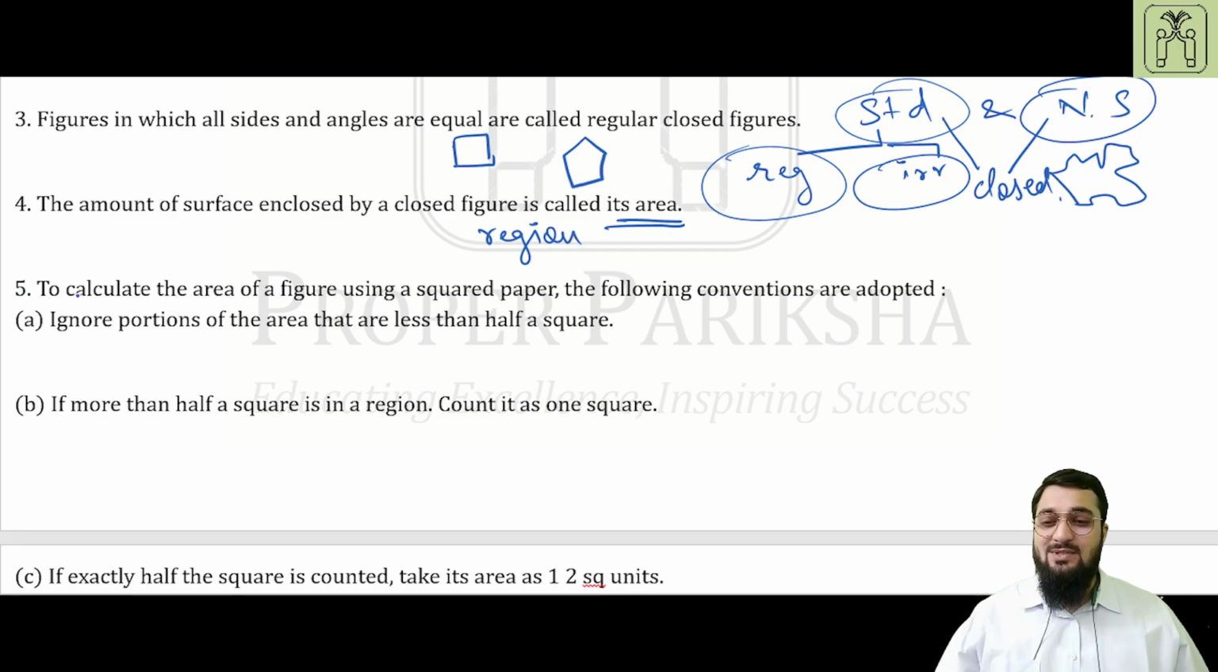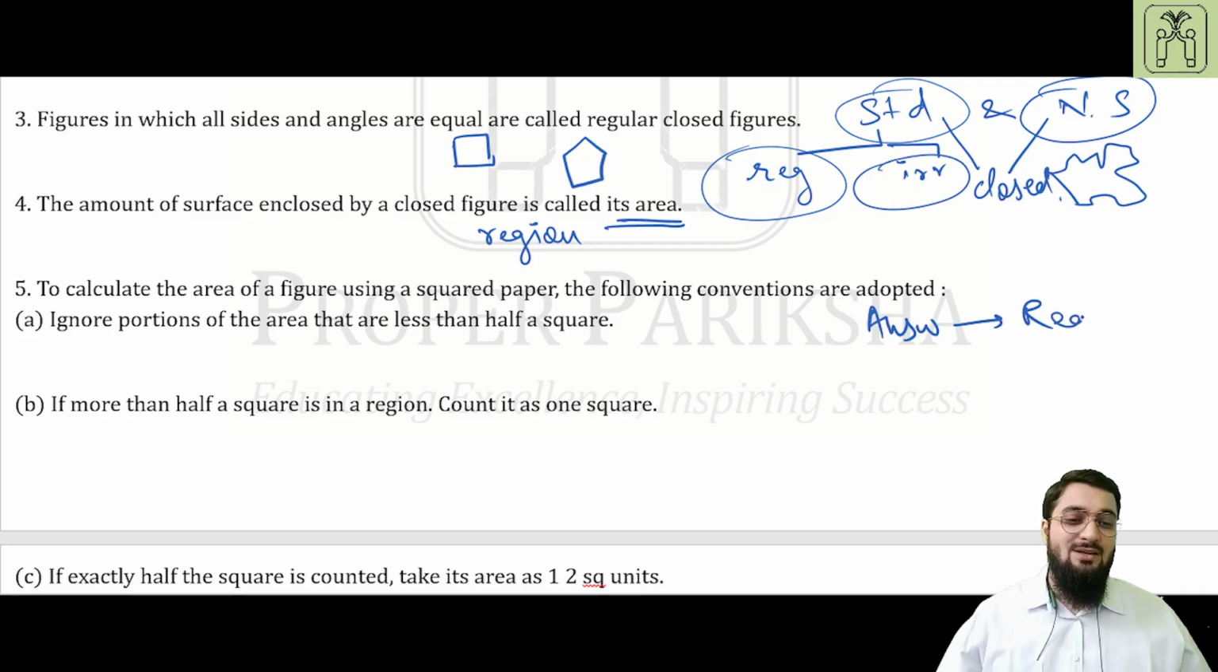Question point 5 says to calculate the area of a figure using squared paper, the following conventions are adopted. Ignore the portions of the area that are less than half a square, but we have considered also those who are less than half and more than half a square to get a much more approximate answer which is more close to the real value. And these are the steps.